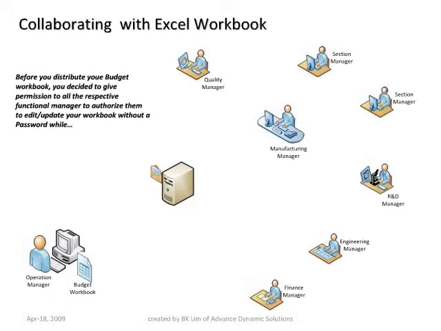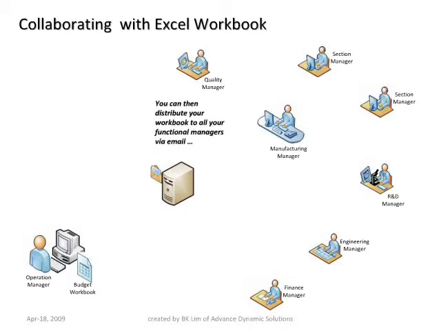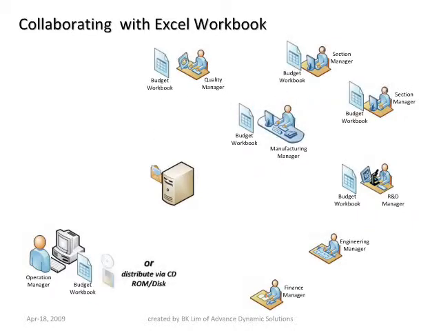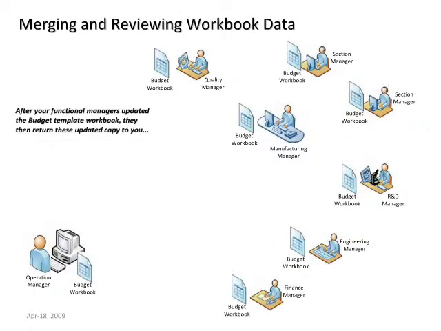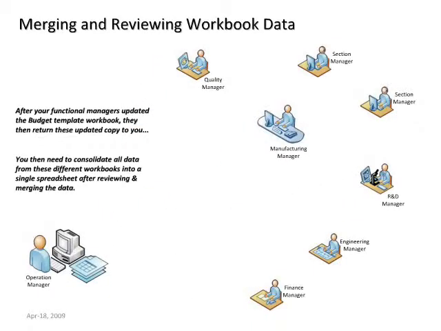Before you distribute your budget workbook, you decide to give permission to all the respective functional managers to authorize them to update your workbook without a password, while other section managers require a password to edit. You can then distribute your workbook to all your functional managers via email or distribute via CD-ROM disk. After your functional managers have updated the budget template workbook, they then return these updated copies to you. You then need to consolidate all data from these different workbooks into a single spreadsheet after reviewing and merging the data.